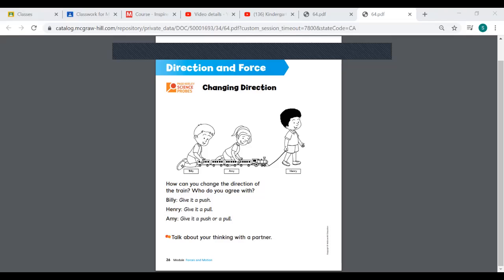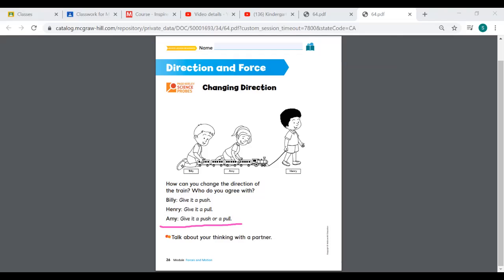Okay, I'm going to tell you who has the best idea. And it's okay if you didn't pick this person because all of them had good ideas. Amy had the best idea. She said, give it a push or a pull. Pushes or pulls change the direction of a moving object. For example, a push or a pull applied in the opposite direction of a moving object will move the object in the opposite direction. So Amy had the best idea.